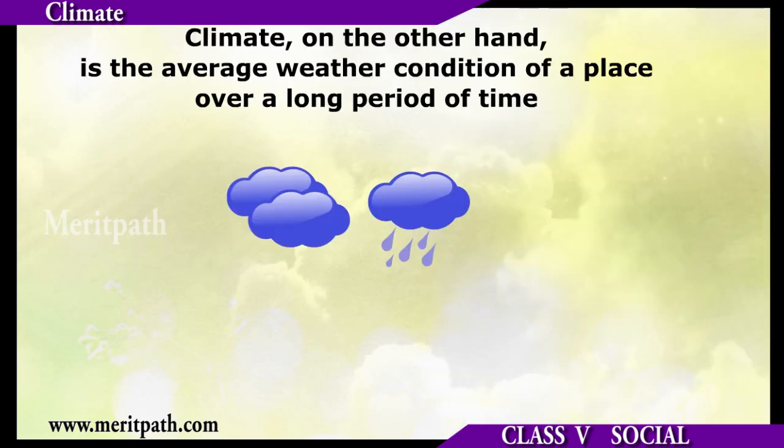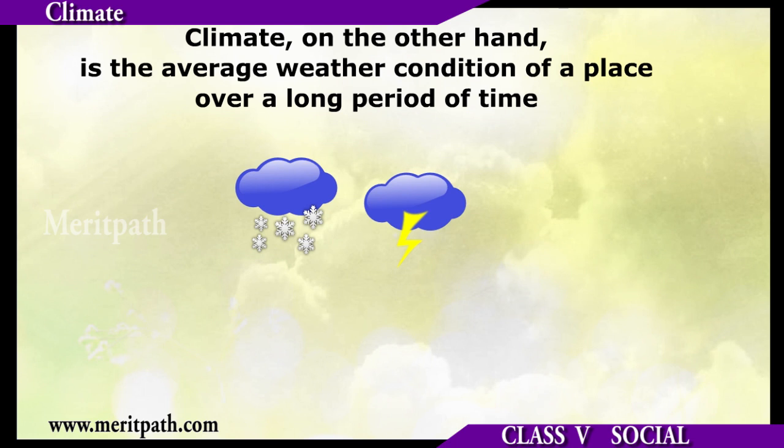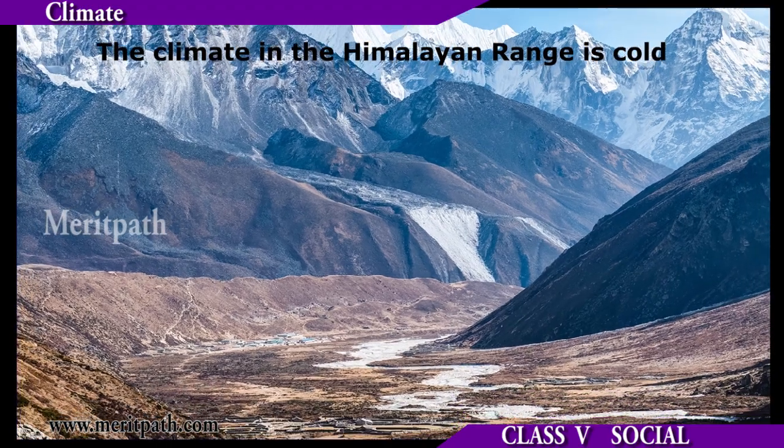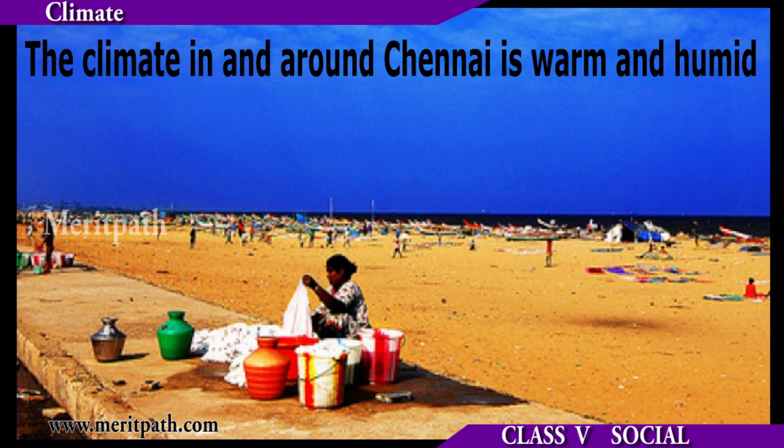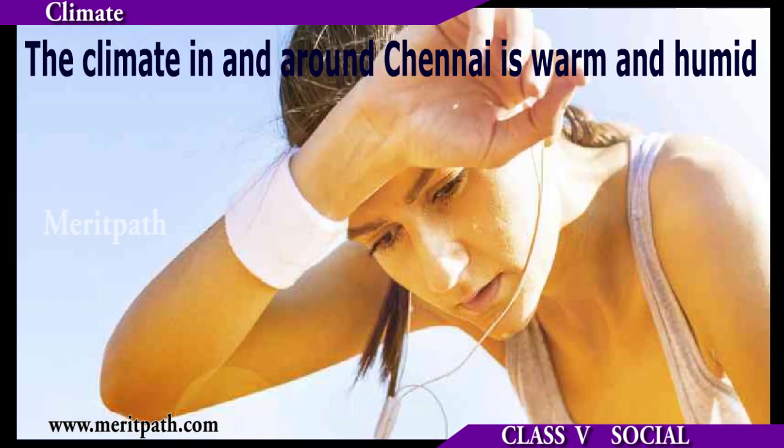Climate. Climate, on the other hand, is the average weather condition of a place over a long period of time. The climate in the Himalayan range is cold. The climate around Chennai is warm and humid.